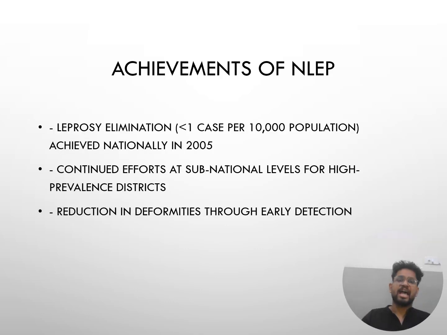Achievements of NLEP: leprosy elimination was achieved nationally in 2005. That is the first point. Continued efforts at sub-national levels for high prevalence districts, whichever areas are more prevalent, more care is given and more interventions are done. Reduction in deformities through early detection.